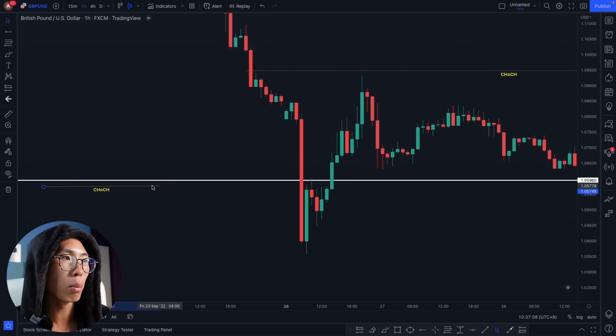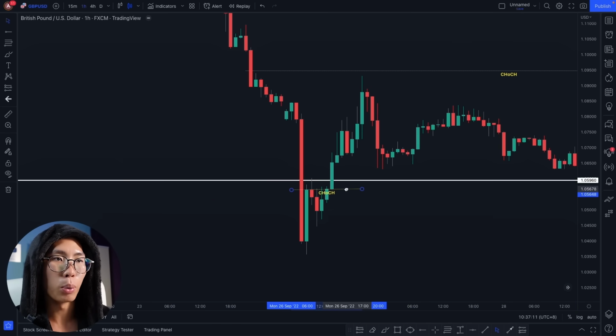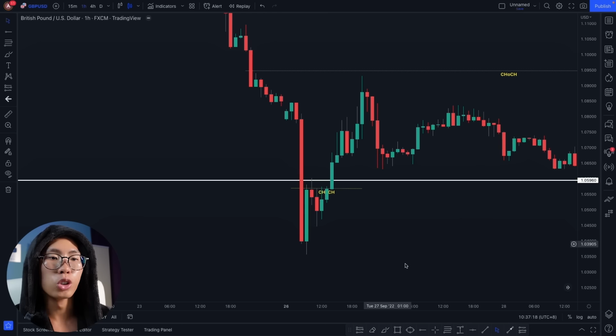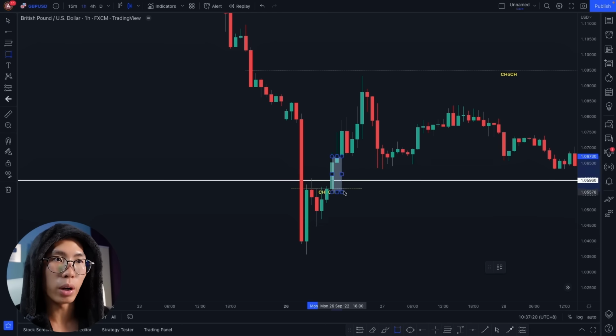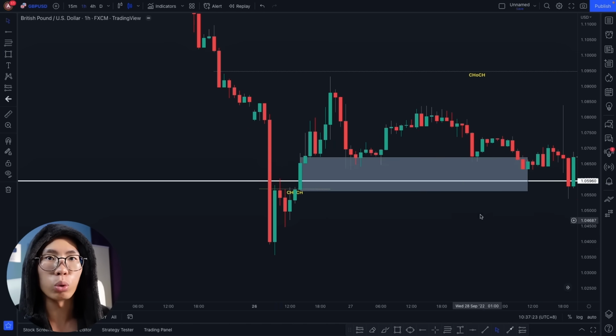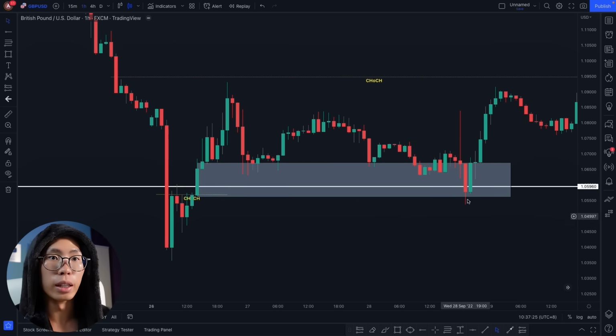This thing is so long. Let me just shorten this thing right here, put it right here. The moment price starts breaking through this last lower high, this is the last lower high, and price broke through it, this is your change of character. So right now, I can spot a fair value gap right here. And I'm waiting for price to come back down to retest this fair value gap, which it did right here.